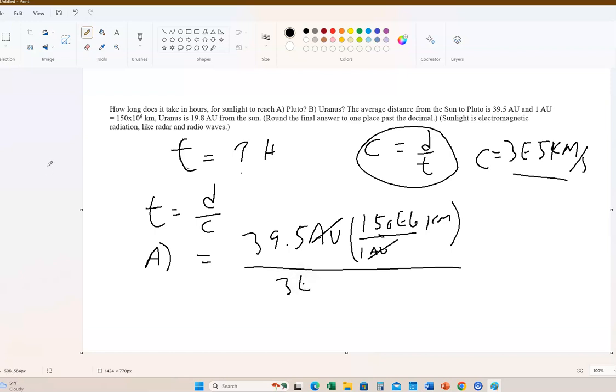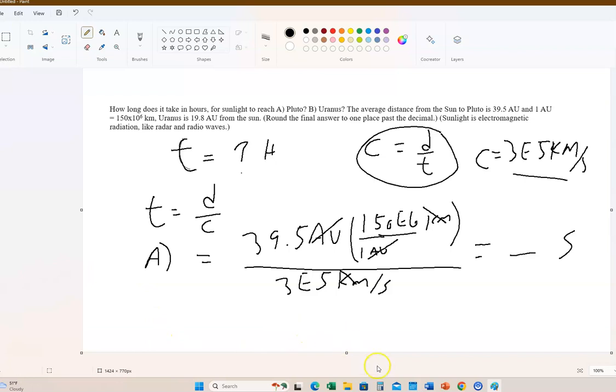3 times 10 to the 5th, and that's of course kilometers per second. See, now what's going to happen is the kilometers will cancel, and so it gives us an answer in seconds. And so some number of seconds. All right, so let's figure that out. Let's figure out how many seconds.